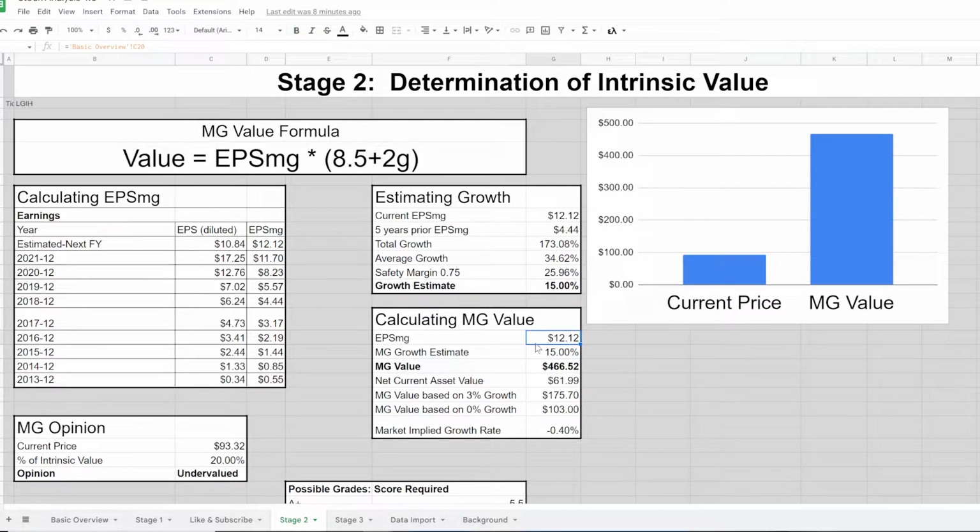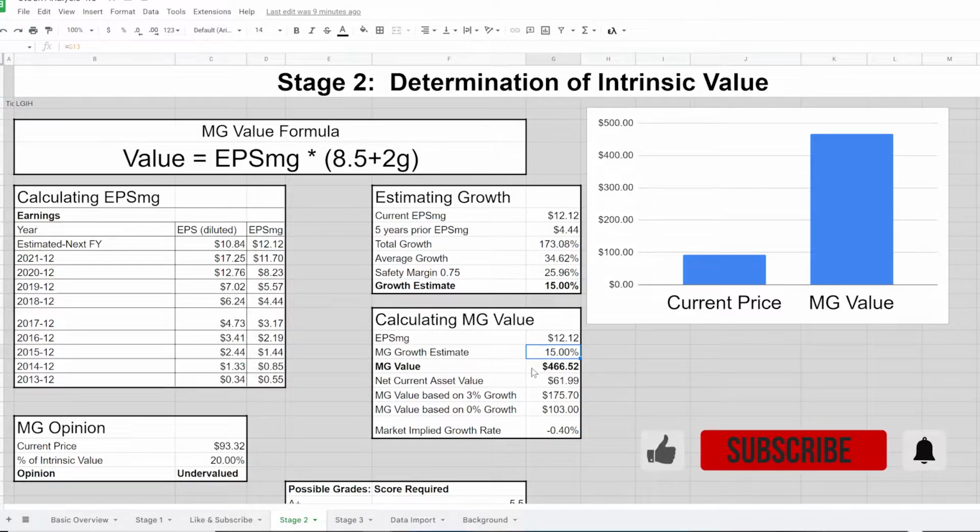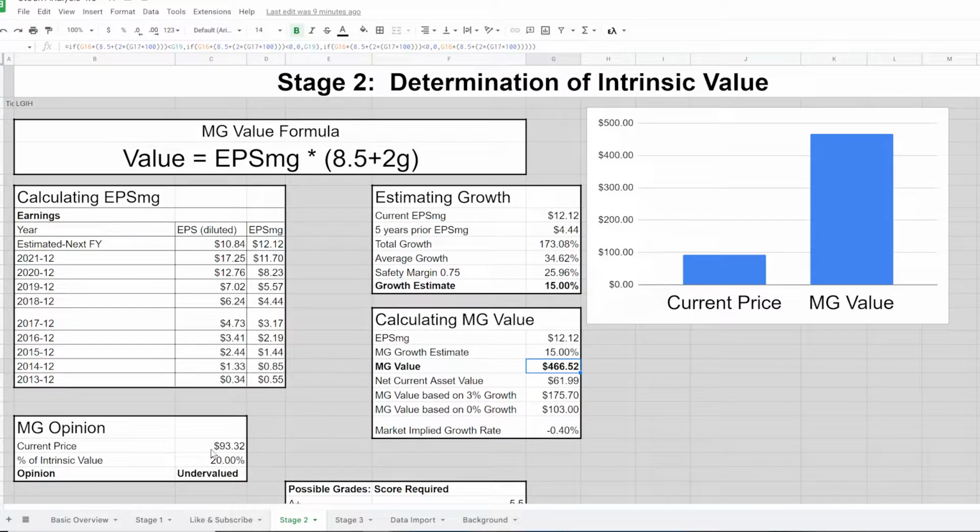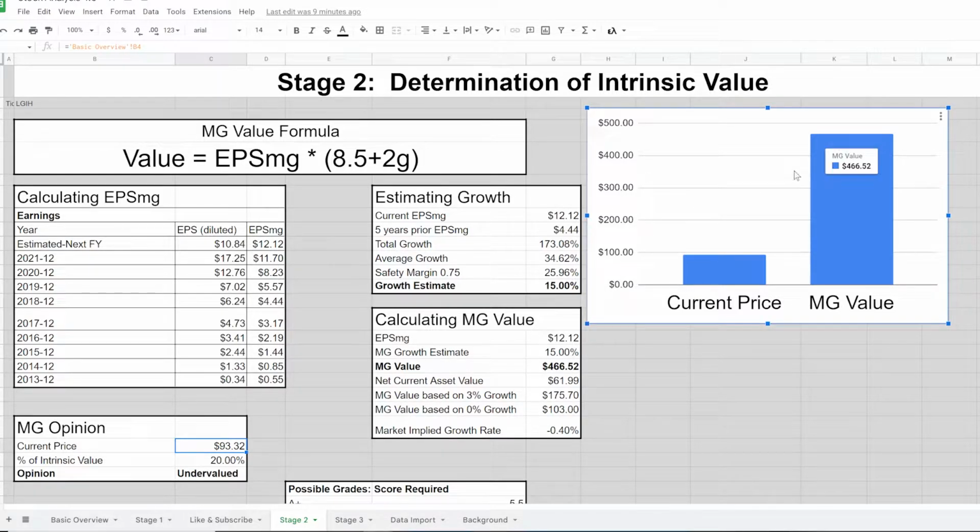So if we put the earnings per share of $12.12 and the growth estimate of 15% in, we get a value of $466, which is significantly higher than the price. And in fact, the price is only 20% of the intrinsic value, so it is significantly undervalued. And you can see, looking at the graph here, how different they are. The price is way down here, and the value is way up there.